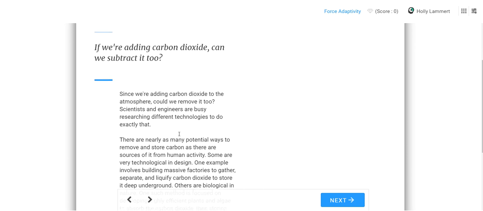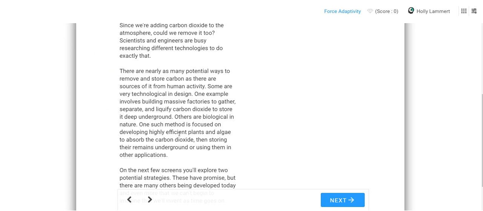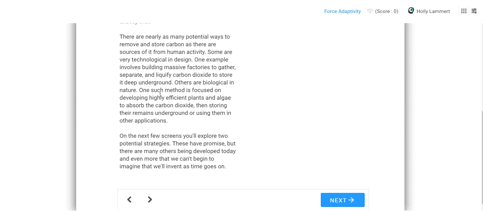If we're adding carbon dioxide, can we subtract it too? Since we're adding carbon dioxide to the atmosphere, could we remove it as well? Scientists and engineers are busy researching different technologies to do exactly that. There are nearly as many potential ways to remove and store carbon as there are sources of it from human activity.